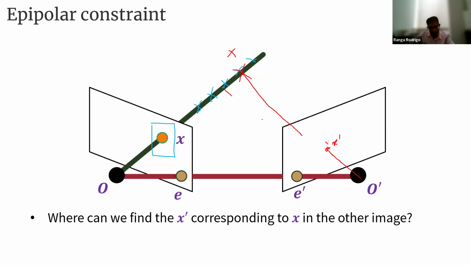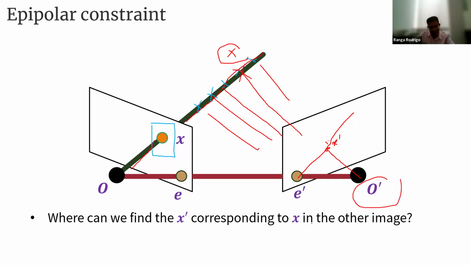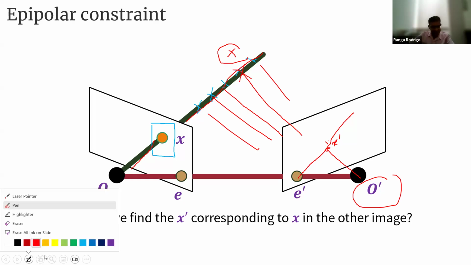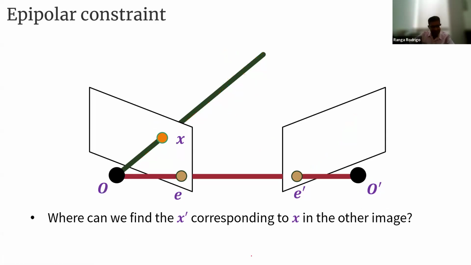But you have to do that joining with this point, this one, this one, anyone, right? So finally, what are the possible locations of capital X's image x prime? They will be on a line. That's the corresponding epipolar line. That line is the image of this light ray in this camera O prime. This is what we need to understand. Okay, so we will go through the slides.